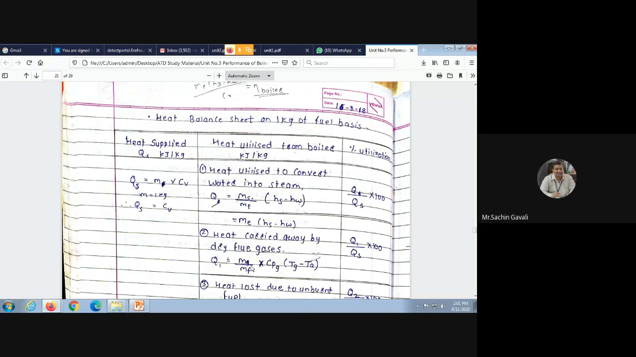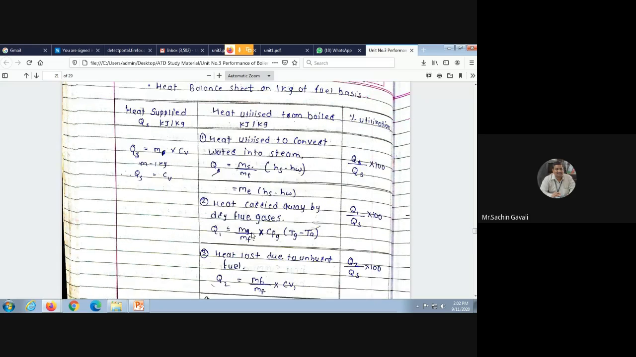Has anybody written the second loss, heat carried away by dry flue gases, in the heat balance sheet? Many times they ask the question to explain the heat balance sheet with its proper layout, so we have to draw this layout at that time. Everybody write it and give your feedback, yes, yes, yes, then I will proceed to the next point. Maximum should write, so that I know you are writing. Okay, good, Saurabh Pawar, good. So that is the second thing we have written.